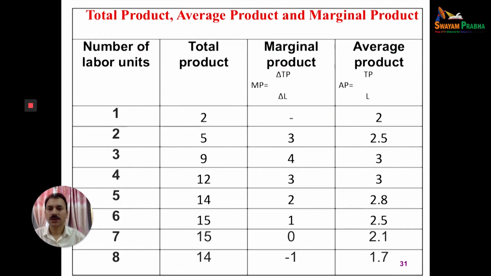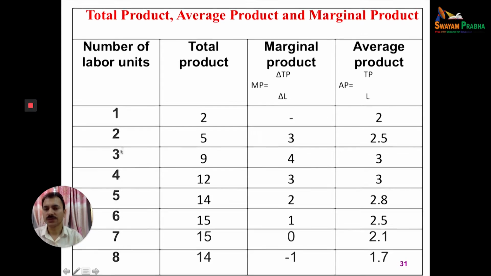Now, let us explain with the help of this table. See, the first column is the number of labor units. Here we try to discuss the relationship between total product, average product and marginal product through this table. Here the number of labor units we are using is increasing: 1, 2, 3, 4, 5, 6, 7, 8 and so on.